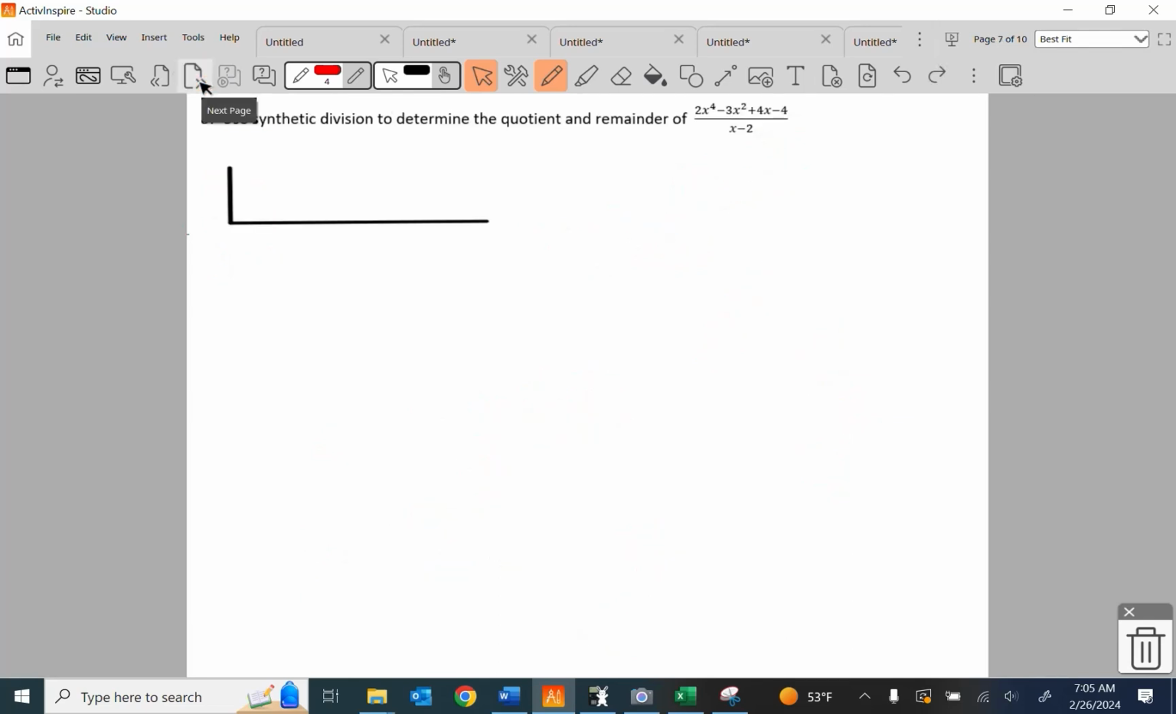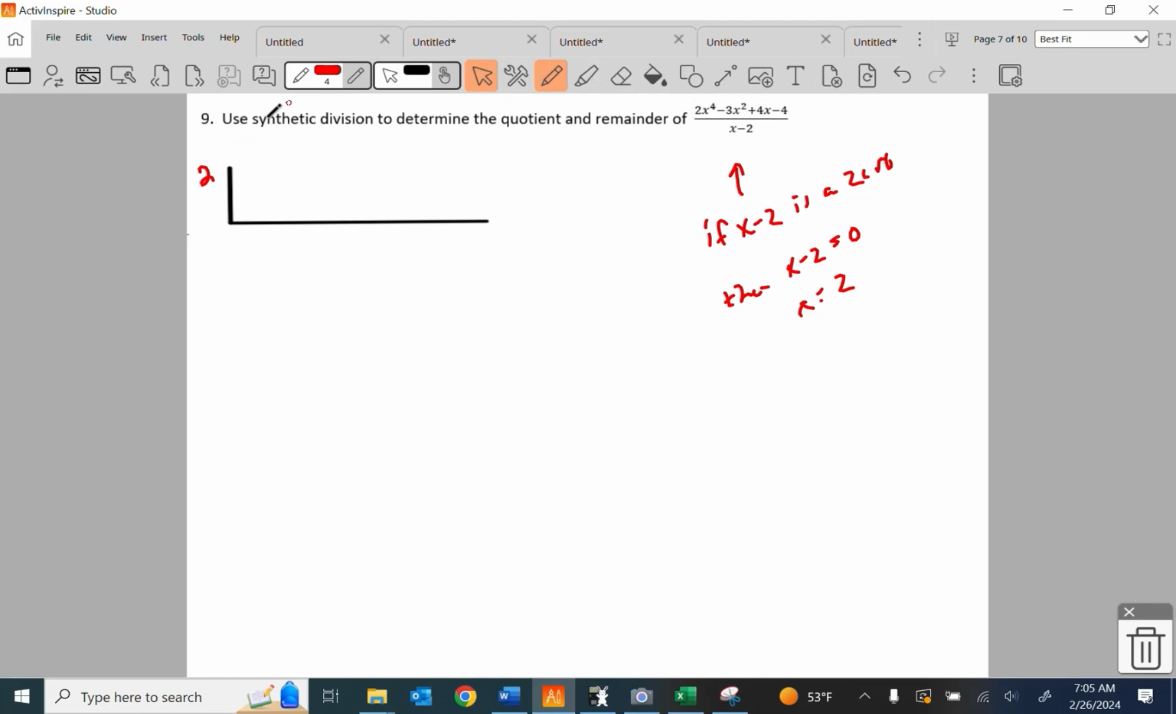9 is a synthetic division problem. Use synthetic division to determine the quotient and remainder of this dude. And this has to be talked about repetitively. If x minus 2 is a 0, then x minus 2 equals 0. X equals 2. It's a positive 2.